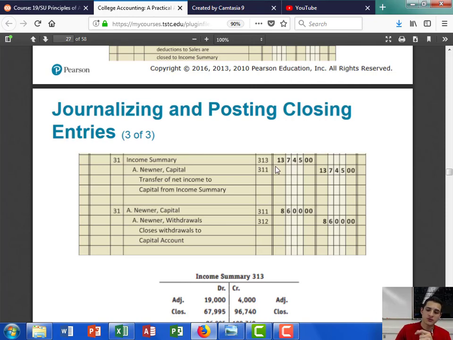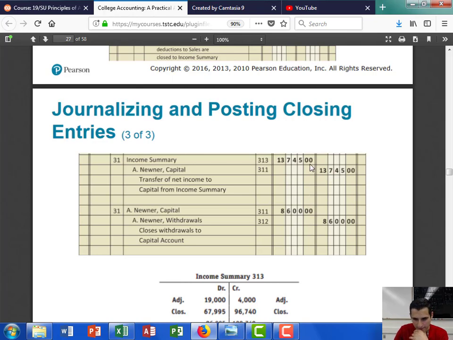And then when you close it, you will do the exact opposite, and you would debit it out of income summary and credit it into capital to show that amount of increase in your capital. And then that final thing where you're going to have that closing of your withdrawal account, crediting your withdrawals and debiting it into capital to get that mathematical equation out of the way.